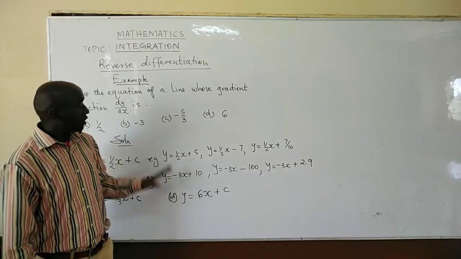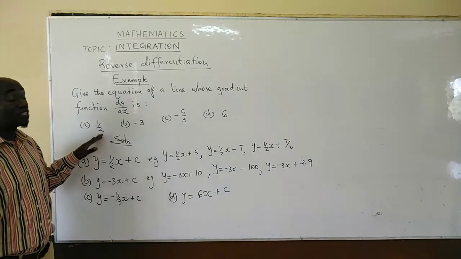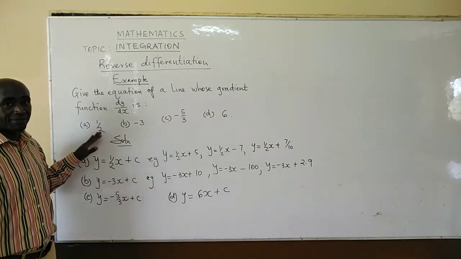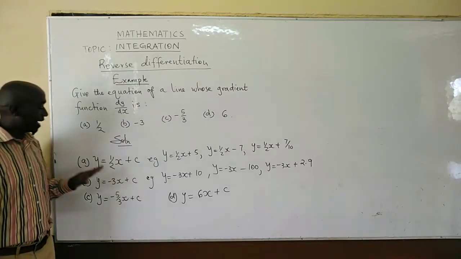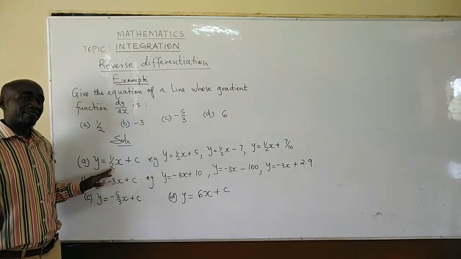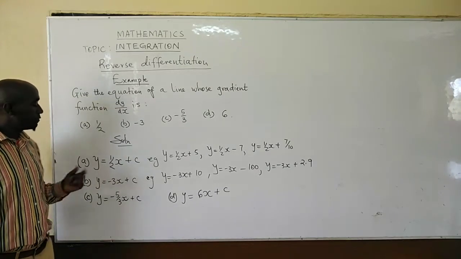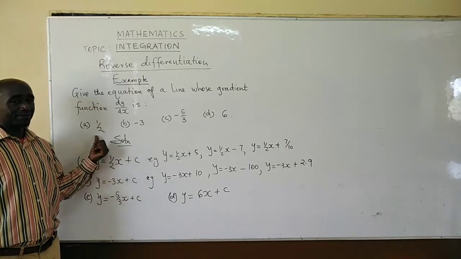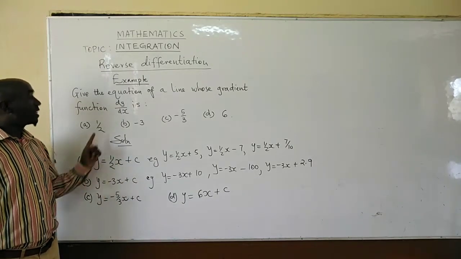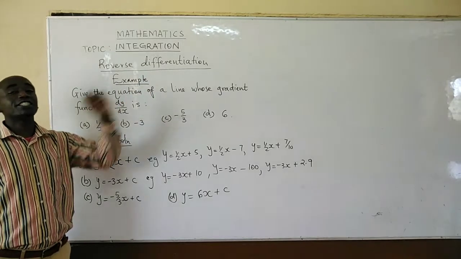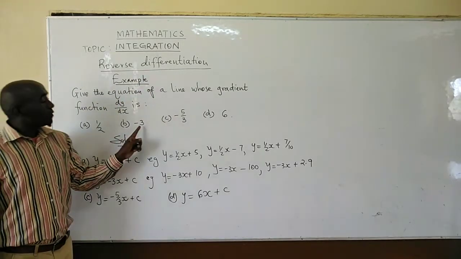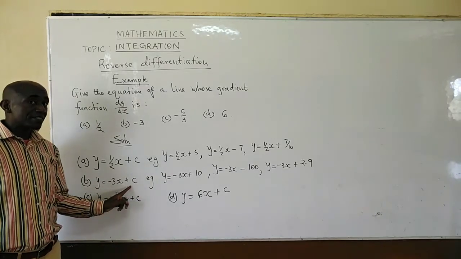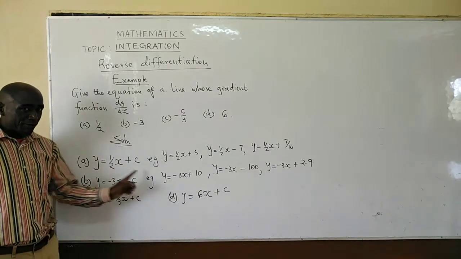So what we have done here is we have integrated. When you integrate a half, you get a half x. If you remember differentiation, when you differentiate this, what do you get? You get a half. That is why we are talking of reverse differentiation. If you integrate negative 3, you get negative 3x plus c. And what do you get if you differentiate this?